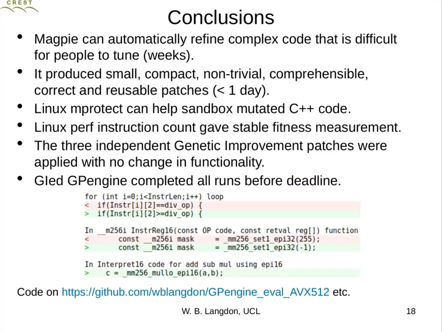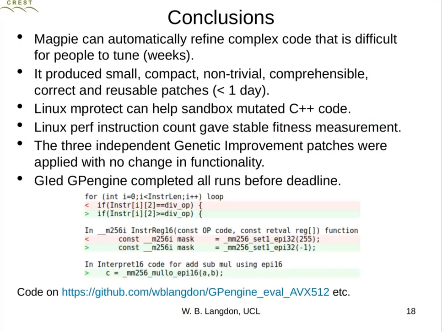Again, let me skip past this. And so to conclude, what we've shown is Magpie can automatically refine complex code that was difficult to code. It took several weeks in the case of the SSC256 and about a week for the later 512. It produced small, compact, non-trivial, comprehensible, correct, and reusable patches. Runtime was less than a day.